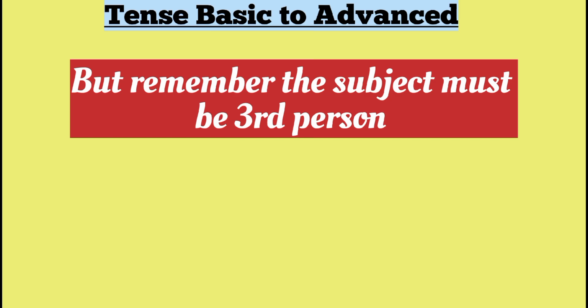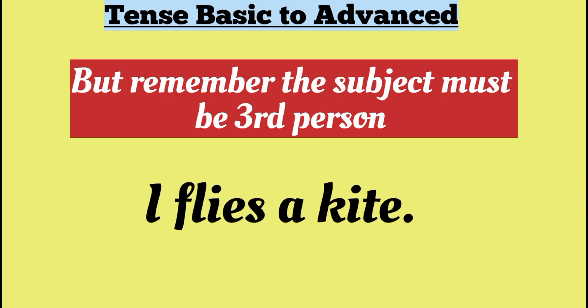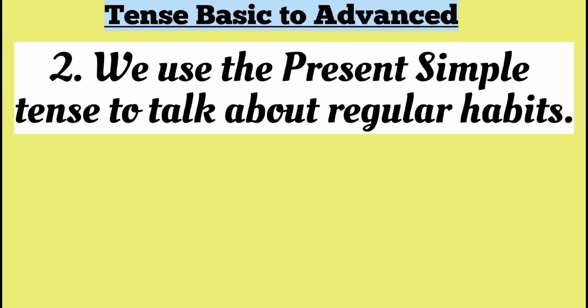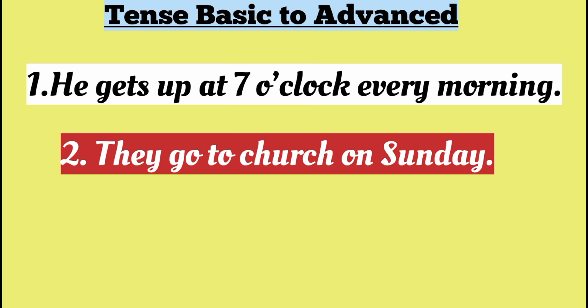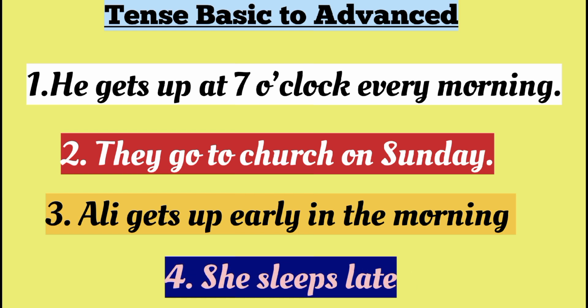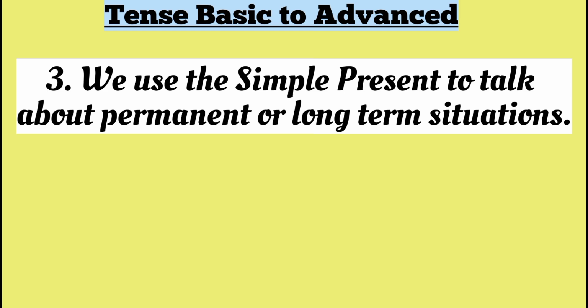For example, Ali flies a kite. But don't say, I flies a kite. It's wrong. Second example. We use the present simple tense to talk about regular habits. For example, he gets up at 7 o'clock every morning. They go to church on Sunday. Ali gets up early in the morning. She sleeps late.